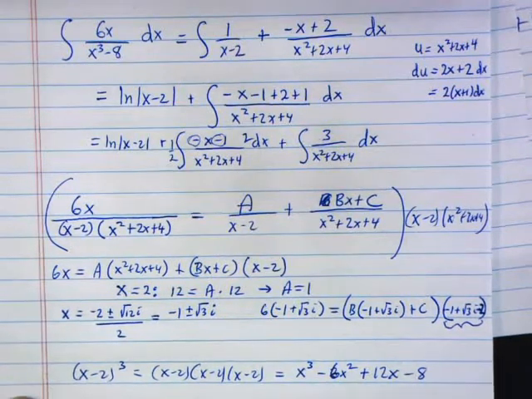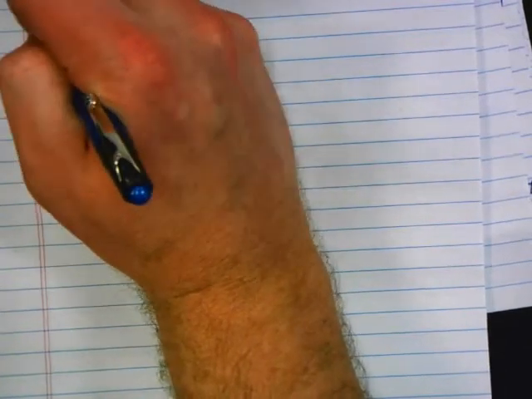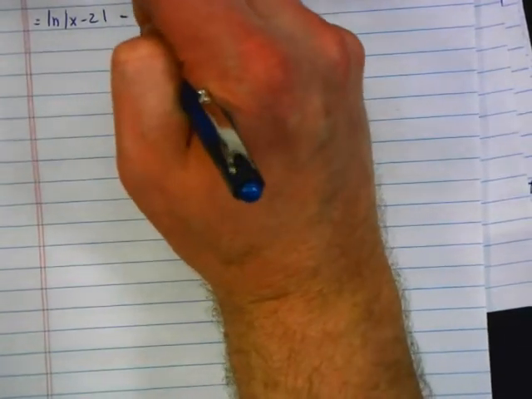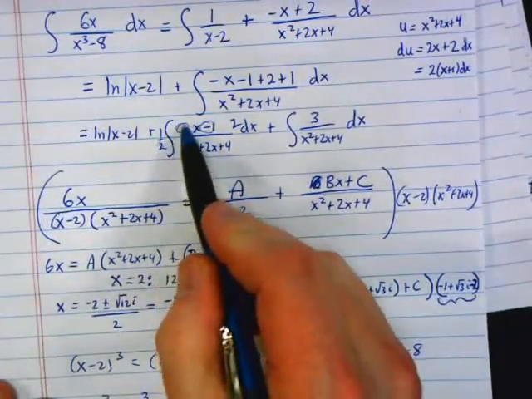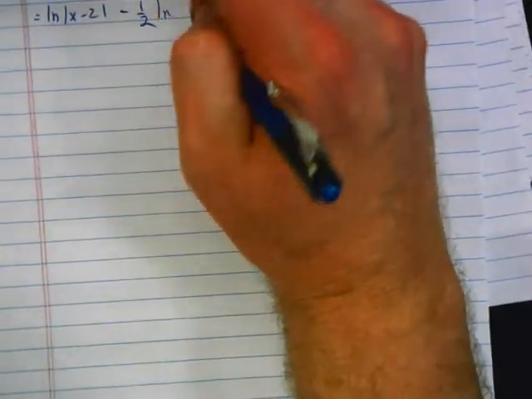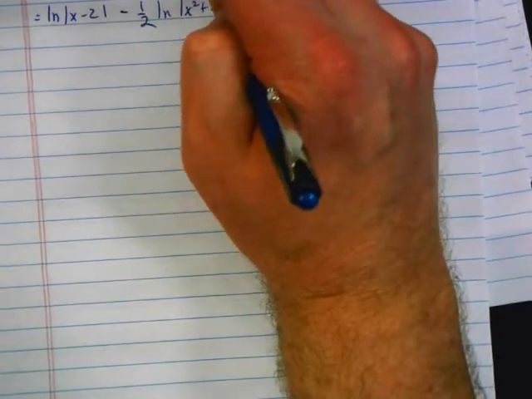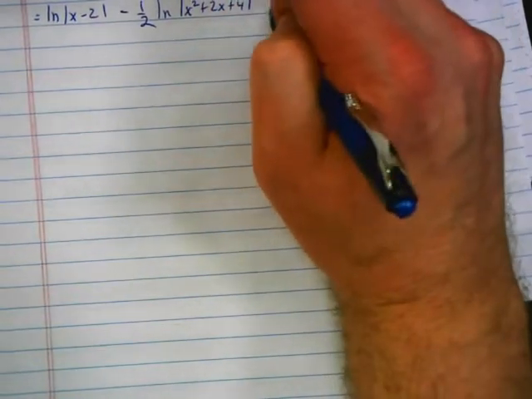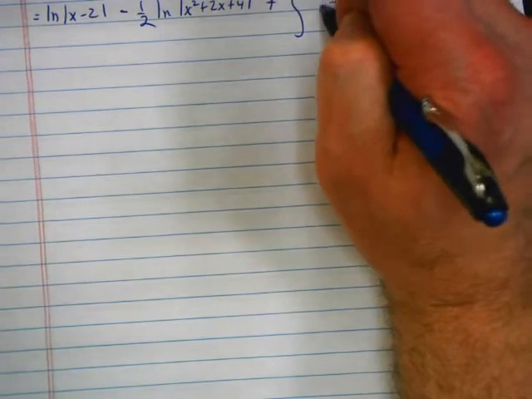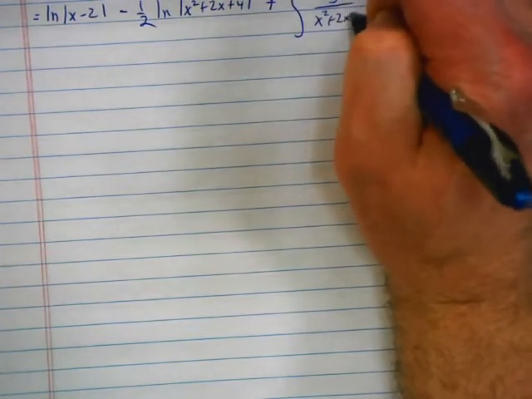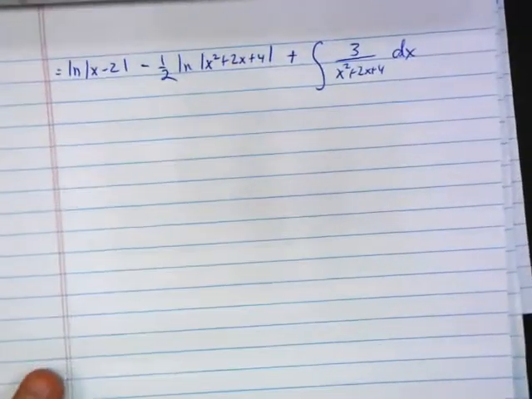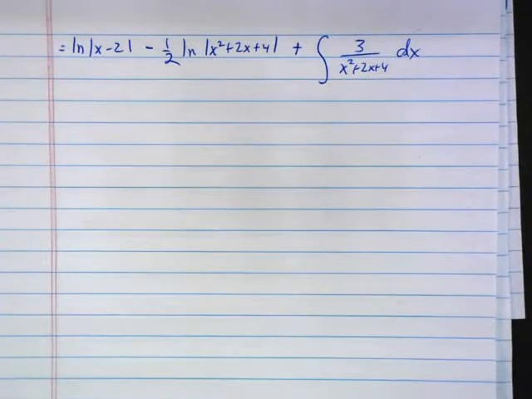Okay, so we're almost there. We have ln of x minus 2 minus 1/2, because of this 1/2 and those minus signs, ln of x squared plus 2x plus 4, and then we still have one more integral to go. 3 over x squared plus 2x plus 4. How do we do that problem?